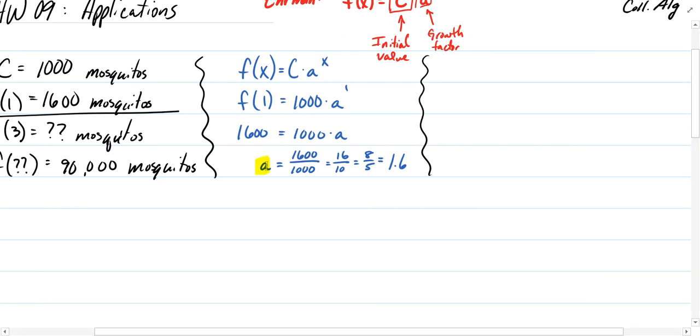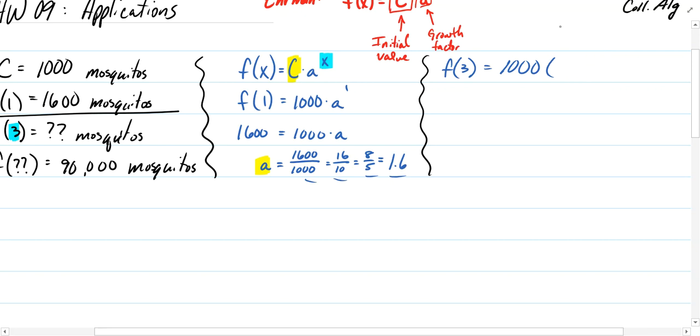So now that we know what a is, and now that we know what c is, the only value that we're going to reference from here on out is going to be our x value. That's our independent variable. And so we can actually answer part A. What is the population of the mosquitoes after the third day? Well, we started with 1,000 initially. We've got a growth factor of 1.6. And again, any one of these fractions could have been used, or the decimal 1.6.